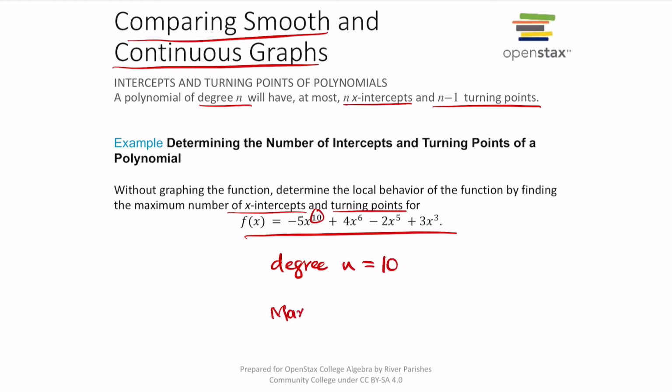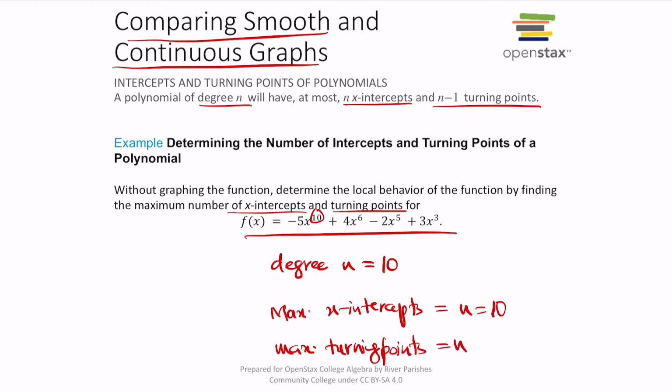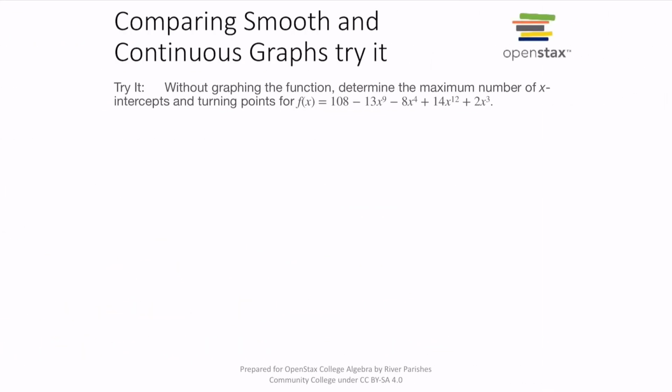So the maximum number of x-intercepts is equal to n, which is 10, and the maximum number of turning points will be n minus 1, which is 10 minus 1, which is 9. Remember that this is the maximum number. It can have less, but it will never have more than the actual value. Use the same principle now and try to find, for this equation, the number of x-intercepts and the turning points. Pause the video right here and try to solve this problem.